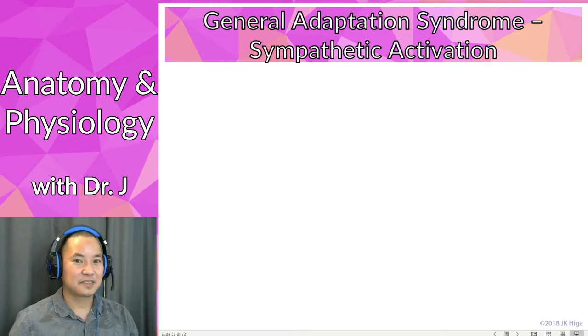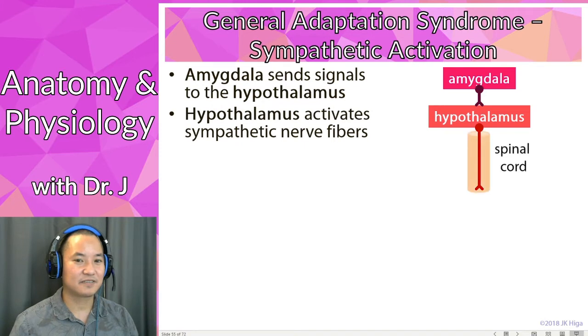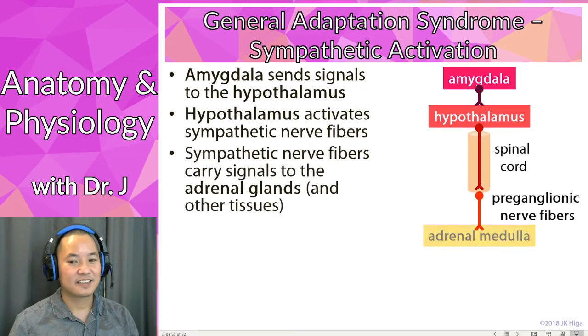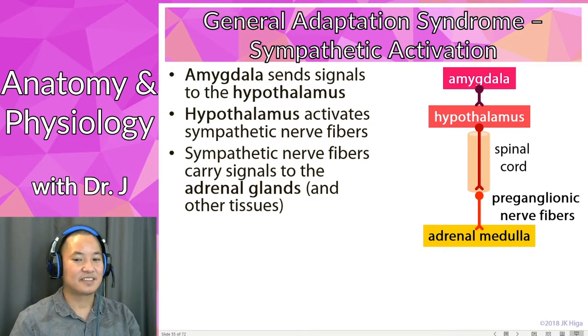Now let's bring it full circle. Let's talk about the general adaptation syndrome again. So we did establish with sympathetic activity, we have the hypothalamus activating sympathetic nerve fibers. This, in terms of the endocrine system and how it relates to the fight or flight system, is one example of these preganglionic fibers.